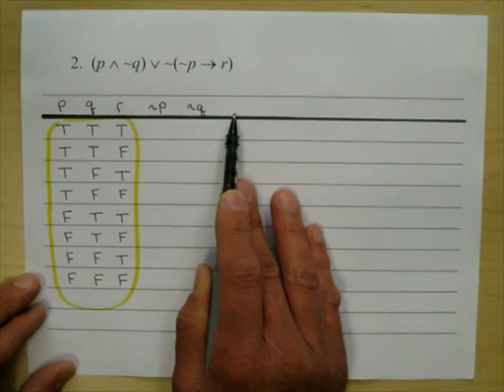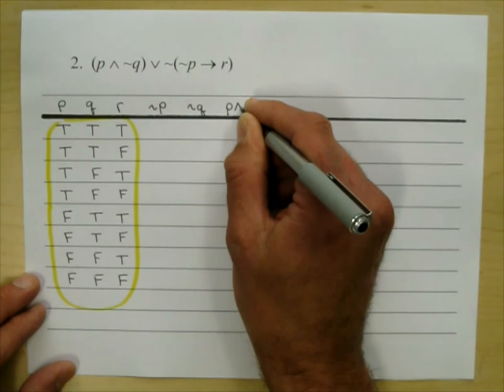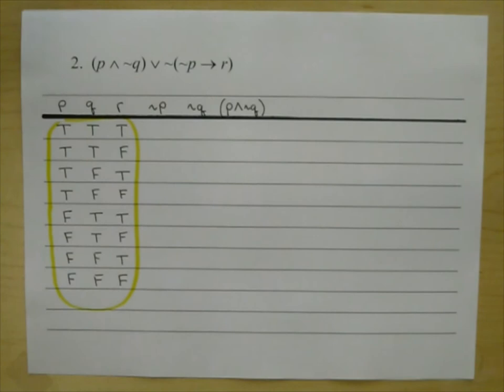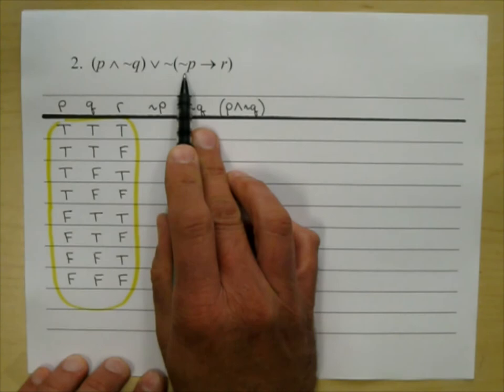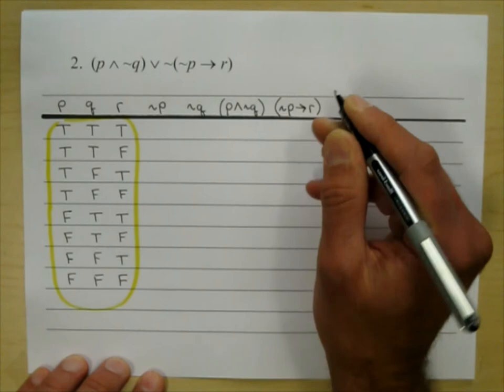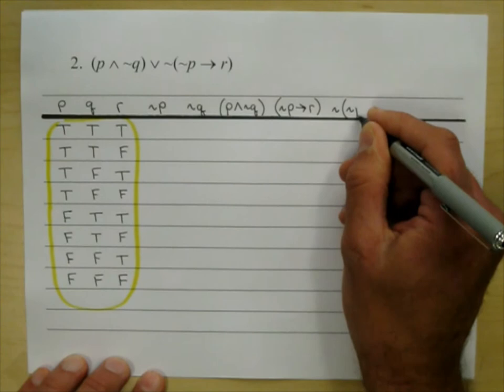Okay, now let's build the hypothesis. It looks like I'm ready to build it. P and not Q, and it has parentheses around it, so I'll put parentheses around there. We're done building the hypothesis, so now let's build the conclusion. Can we build the conclusion? Almost there. We have to do the parentheses first. So not P, then R. Okay, so that's the next column. And we're not fully done with the conclusion because we have a negation in front of that. So watch this. Negation, not P, then R.